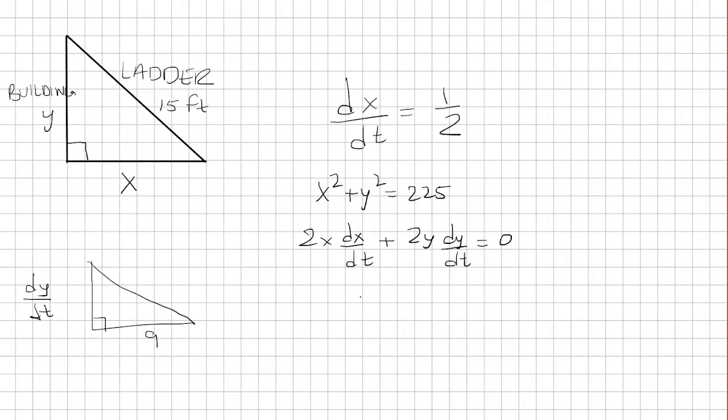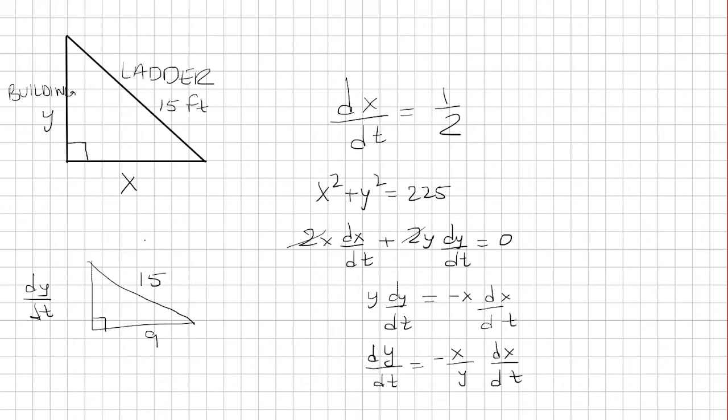So now I can make an expression. I can solve for dy over dt. First I can eliminate the 2's, and then I'll just move the x dx over dt to the right. And so I'm going to divide both sides by y and get negative x over y dx over dt. Now, we know that the hypotenuse is always going to be 15, right? The length of the ladder does not change.